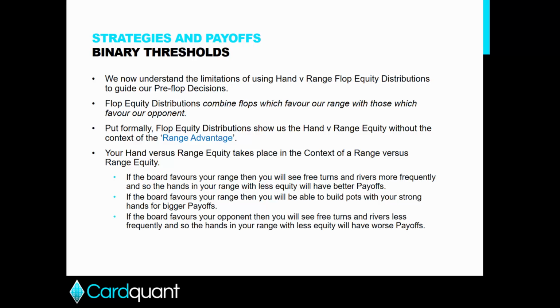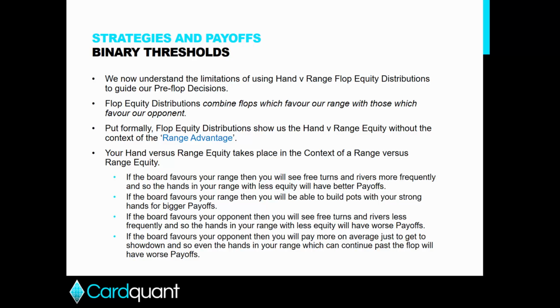And if the board favours your opponent, you will see free turns and rivers less frequently, and so the hands in your range with less equity will have worse payoffs. If the board favours your opponent, you will also pay more on average just to get to showdown, and so even the hands in your range which can continue past the flop will have worse payoffs.